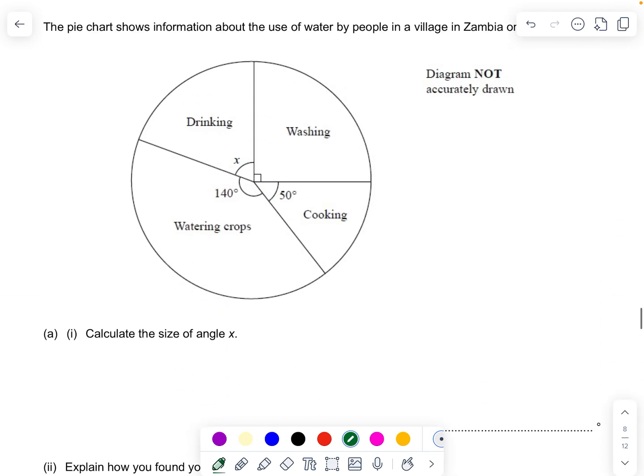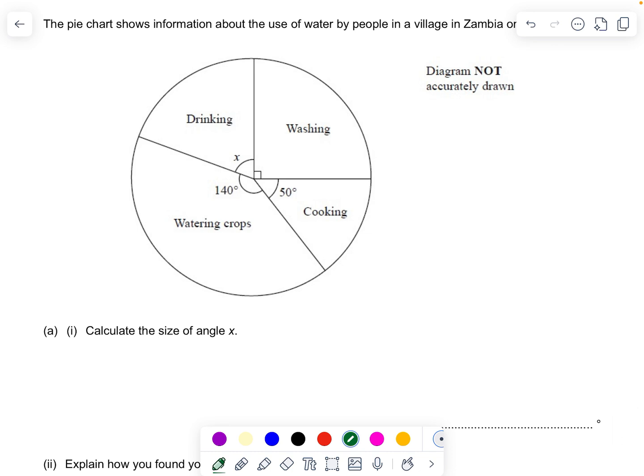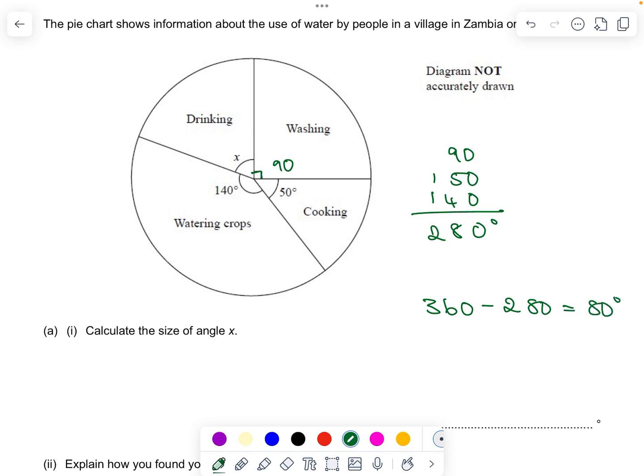Okay, calculate the size of angle X. Okay, good. So you should know that all the angles should add up to 360. And so we're going to add up here 90. So we're going to do 90 plus 50 plus 140. And that gives us 280 degrees. And then we subtract that from 360. So 360, take away 280 is 80 degrees.